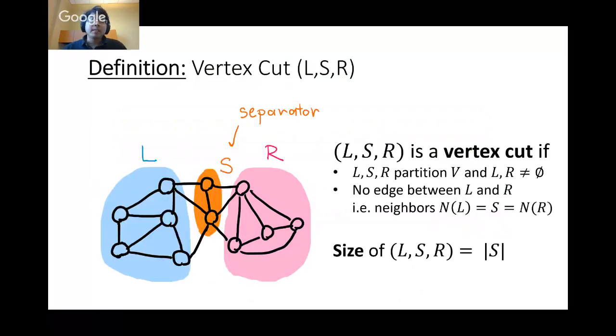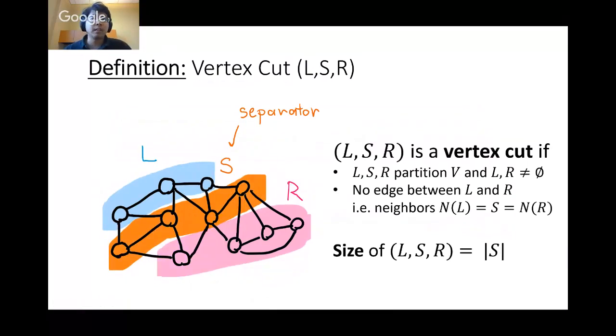So the basic definition is the vertex cut, L, S, R: L for the left, S for separator, and R for the right. So LSR is a vertex cut if L, S, and R partition the set of vertices, and L and R are non-empty. And more importantly, there shouldn't be any edge between L and R. So the neighbor of L is S, and also the neighbor of R is S. Okay, and the size of this cut is just the number of nodes in S. This is another example of a vertex cut.